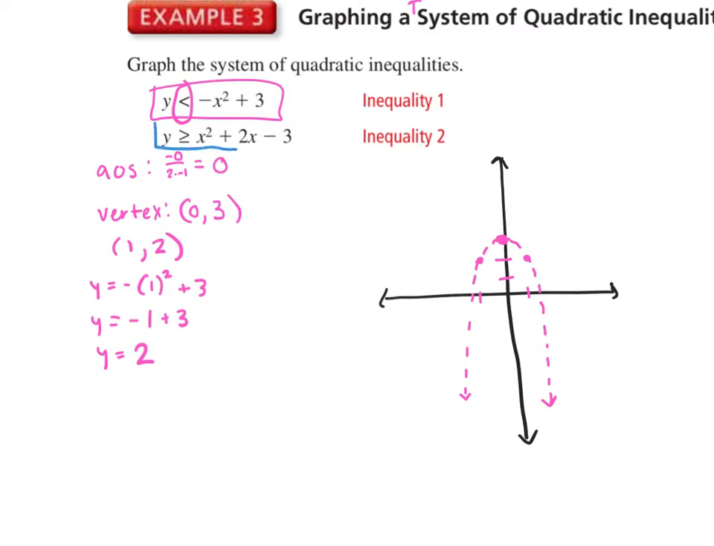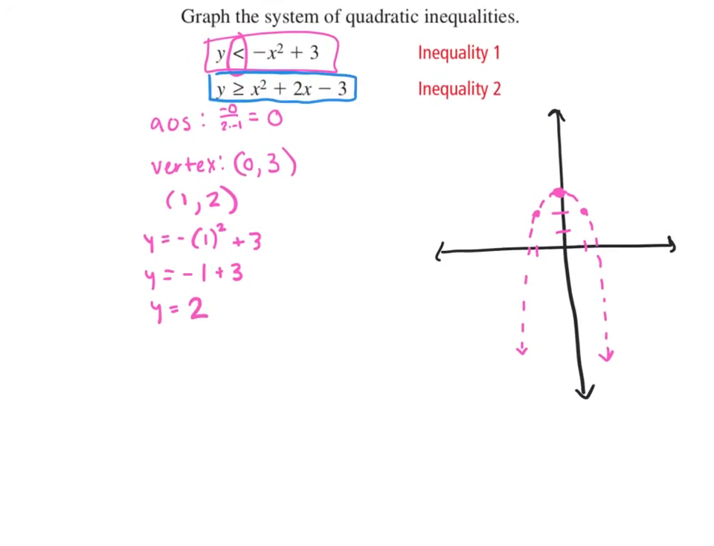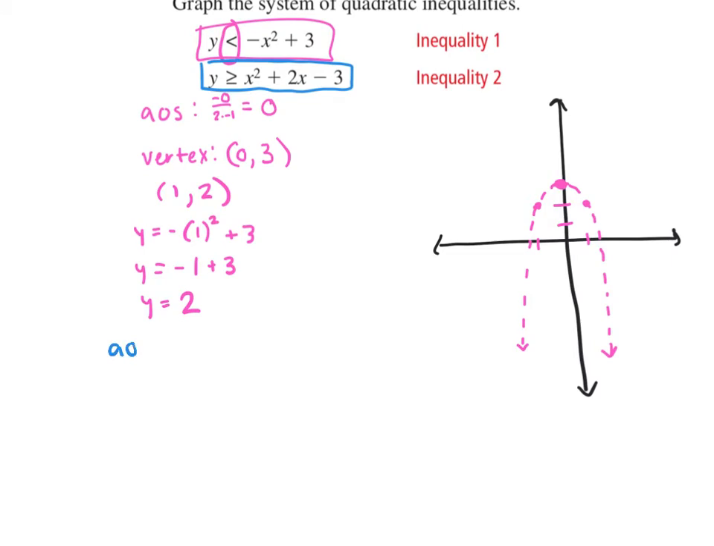Now we can move on to our second one. We're going to do the same thing. First, let's find our axis of symmetry. So we have negative b over 2a. What is our b here? 2. So we have negative 2 over 2 times 1. So this would be negative 1. We get negative 2 over 2, which simplifies to negative 1.